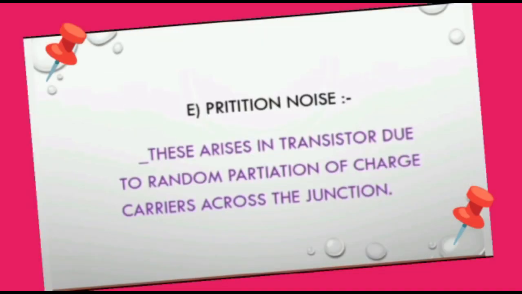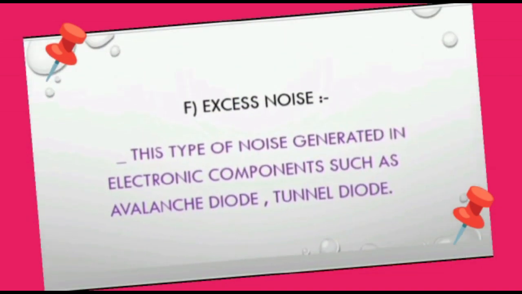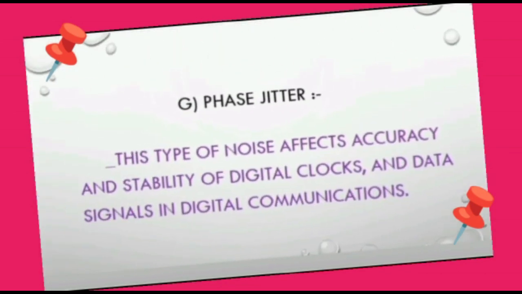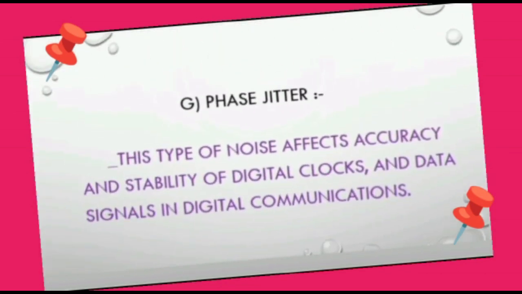Partition of charge carriers across the junction. Next one type is excess noise. This type of noise is generated in electronic components such as avalanche diodes and tunnel diodes. And the last type is phase jitter. This type of noise affects the accuracy and stability of digital clocks and data signals in digital communication.